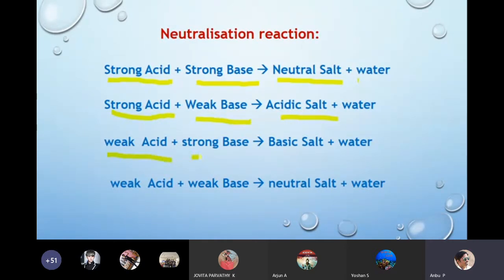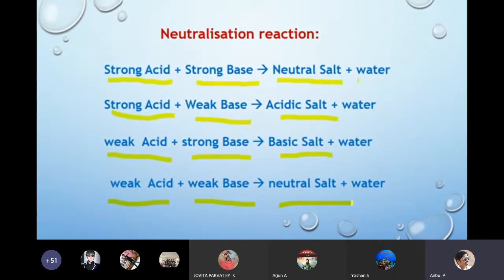So you may ask me, master, is there an acidic salt? Yes, of course, there is a salt which consists of an acid, and there is a salt which consists of the base also. So all salts are not neutral, please understand that. When there is a reaction between strong acid and strong base, they form a neutral salt. Strong acid and weak base, acidic salt; weak acid, strong base, basic salt; weak acid, weak base, neutral salt. So that is how the neutralization reactions take place.